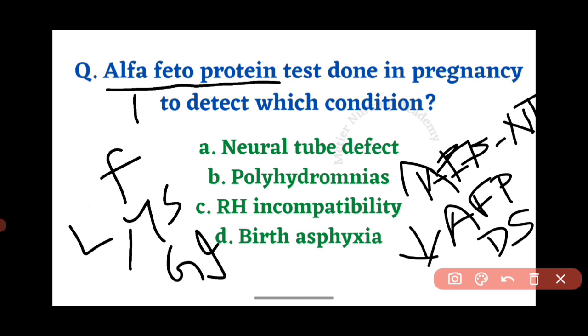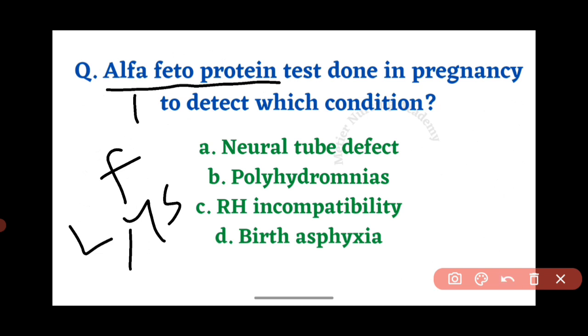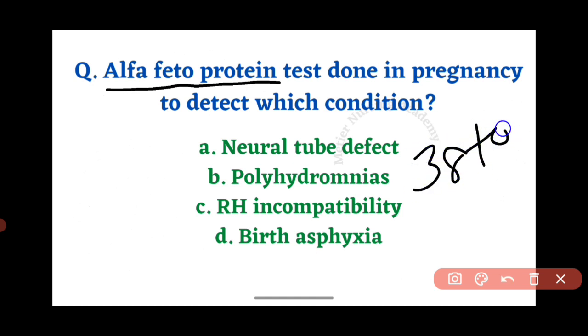Next important point is at which weeks of gestation we are supposed to withdraw the blood. At 16 to 18 weeks of pregnancy, we are supposed to withdraw the blood for performing this test. The next golden point is what is the normal level of alpha fetoprotein? The normal level is 38 to 45 nanogram. So these are all the points you should remember when you come across the word alpha fetoprotein.